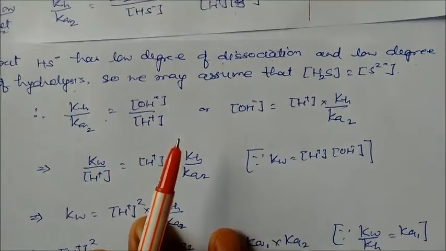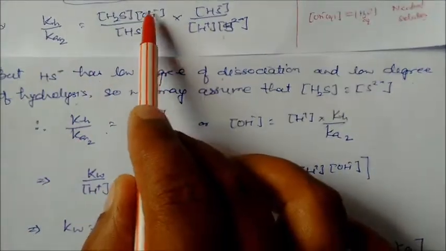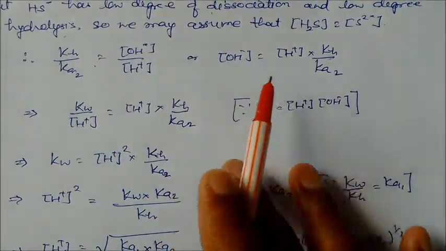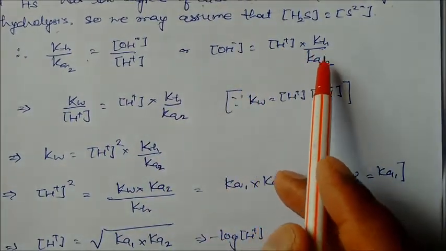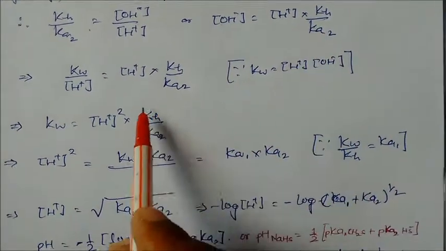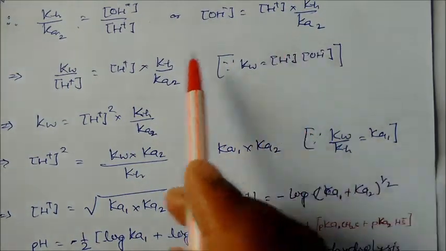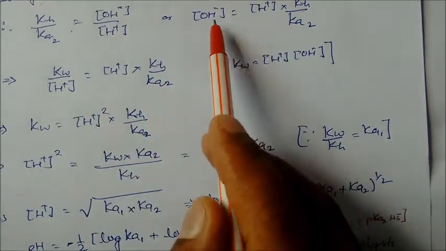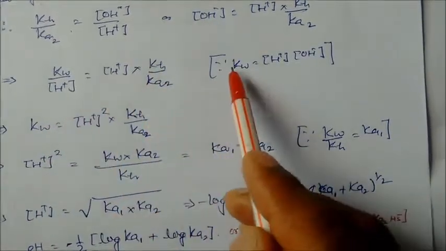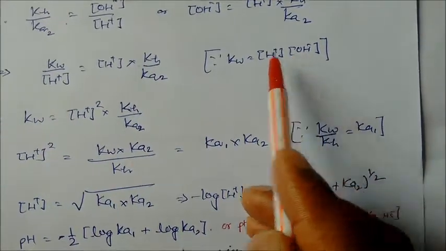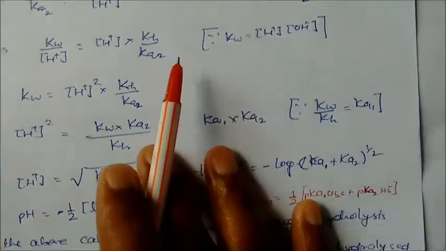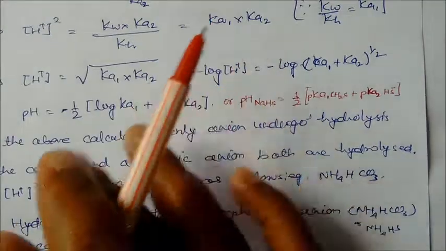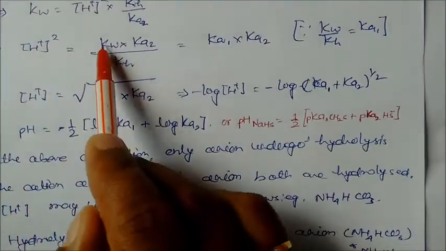So again this KH by K2 will be equal to this by this, that is OH minus by H plus. So now we can write OH minus equal to H plus into KH by Ka2 and KW by KH. This is nothing but KW by KH, because KW equals H plus and OH minus. So H plus is KH by KW, and on multiplying, this becomes H square KH by K2. So again H square equals KW by K2 by H.